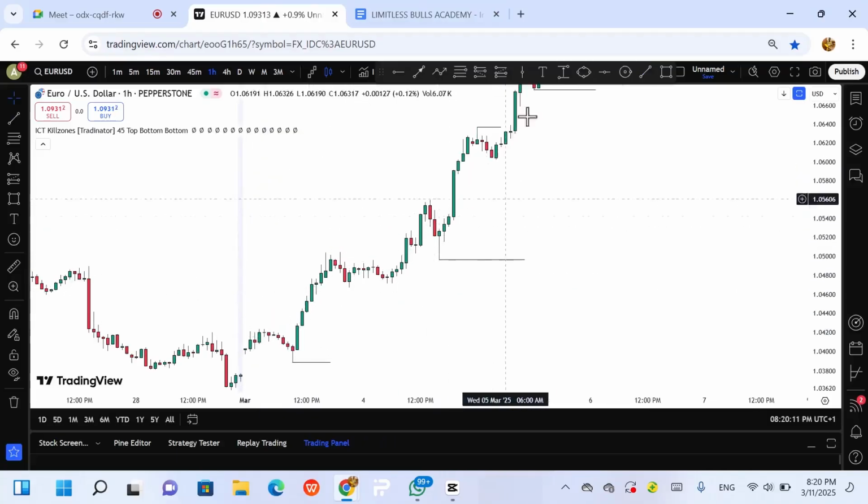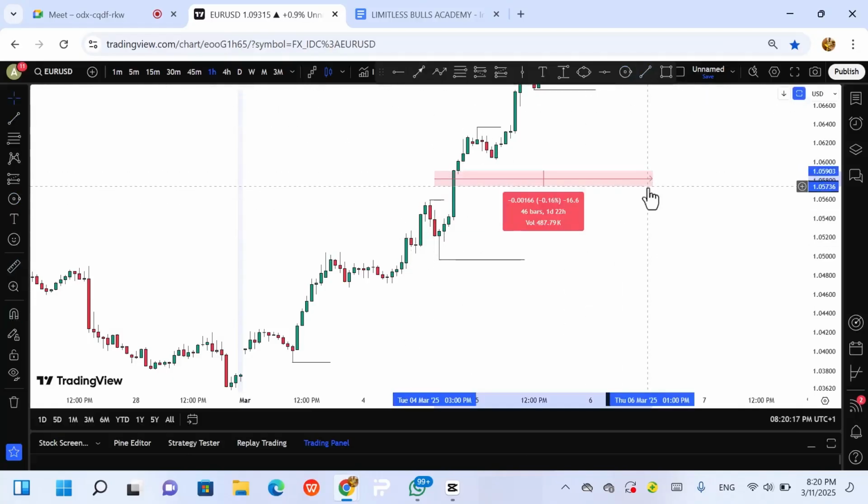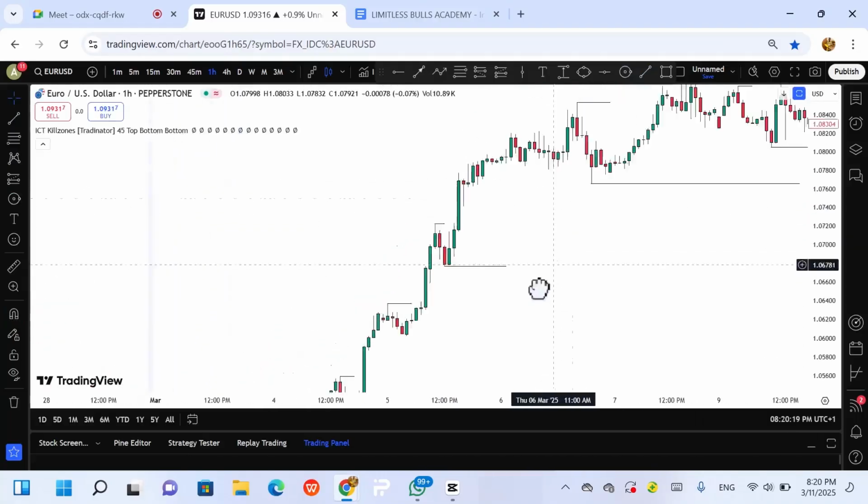So now these are some of the points I can mark in this market. After marking this now, what are we doing? What are we using this to do?